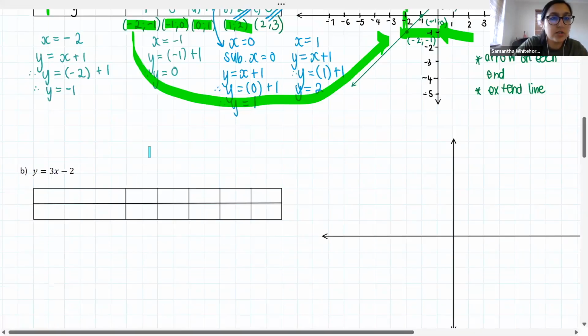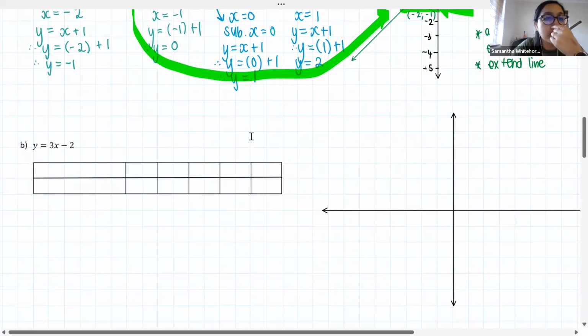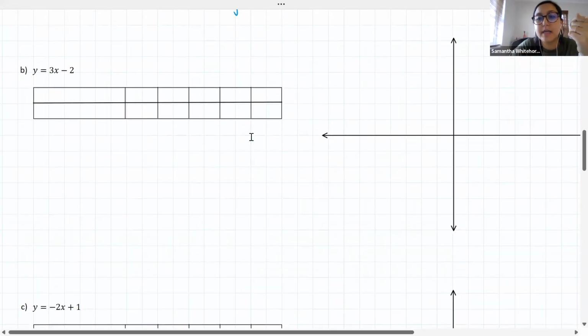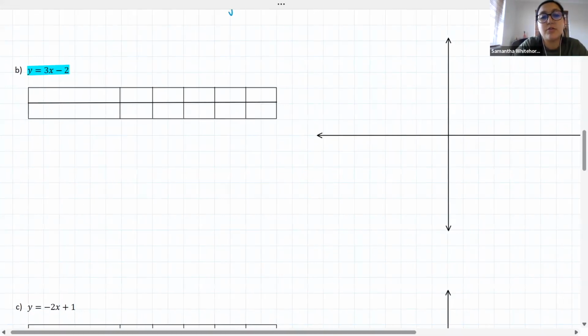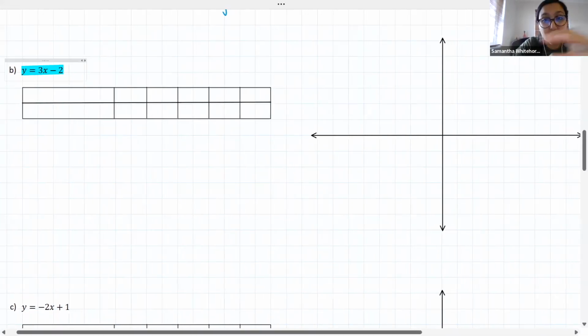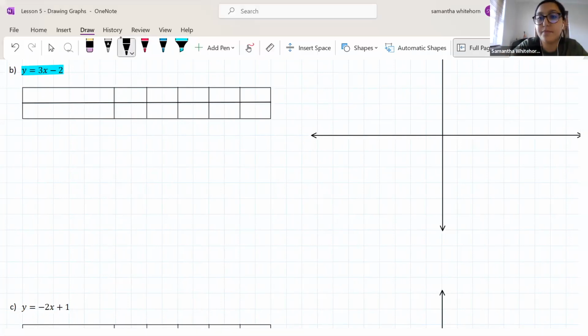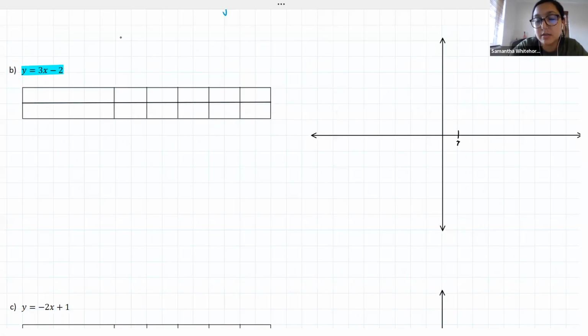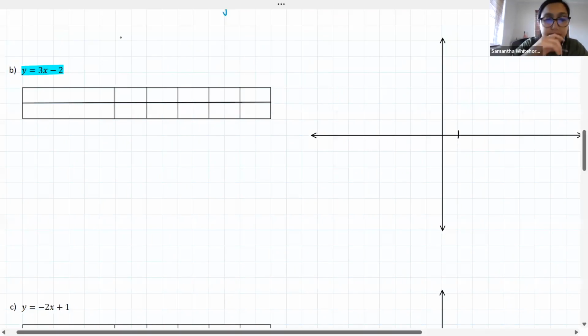If you can't see the screen, log out and log back in again, please. If you still can't see the screen, you need to unpin and repin my screen. If you still can't see the screen, then please message Yolanda or myself and we'll help you further. All right, so guys, okay, we'll deal with this in a second.